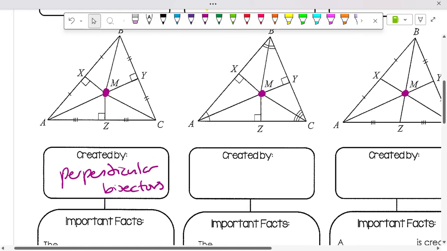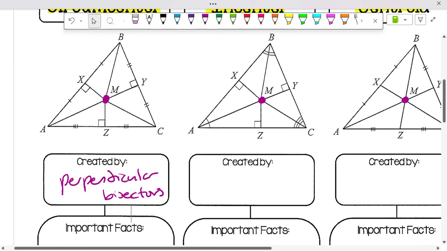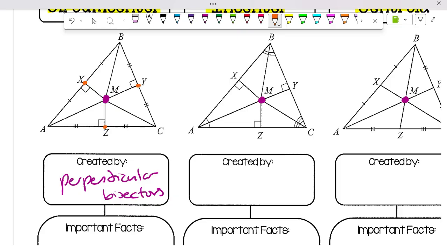Now, we already know what a bisector means. What does a bisector mean? It cuts the side in half. So that means that these perpendicular bisectors cut each triangle side in half. So X, Y, and Z are the midpoints. That's why it's marked as congruent segments here and here.